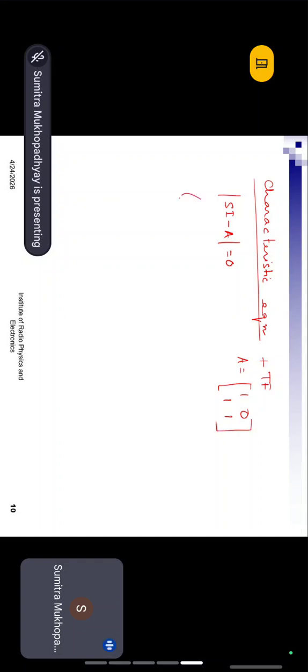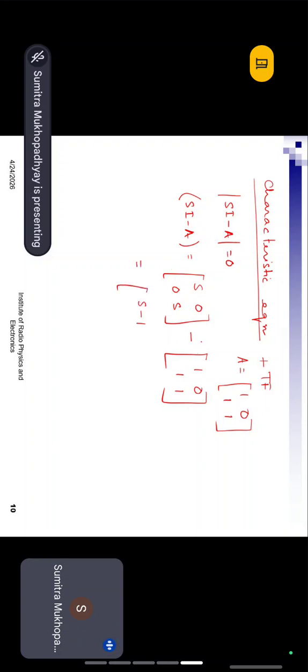So what is sI minus A? It is s 0 0 s minus A, which is 1 0 1 1. This is pure matrix algebra. s minus 1, element-wise subtraction, 0 minus 1 that is minus 1, s minus 1. So this is sI minus A.